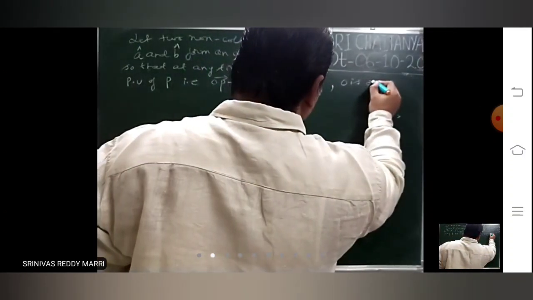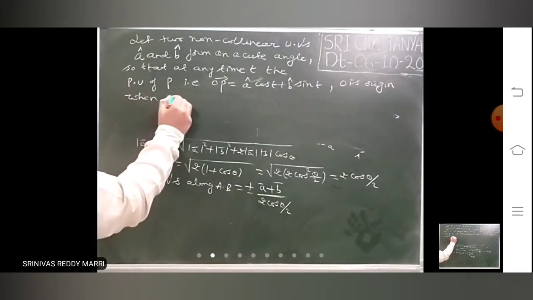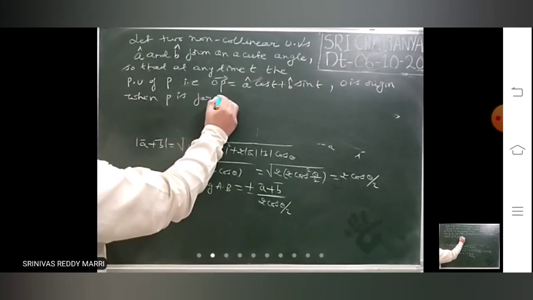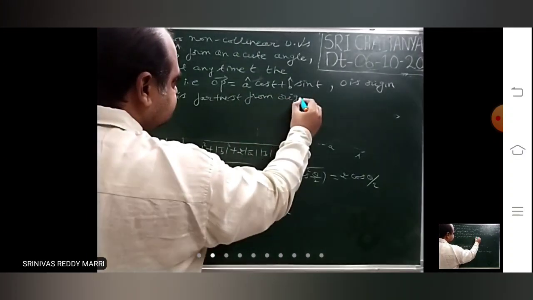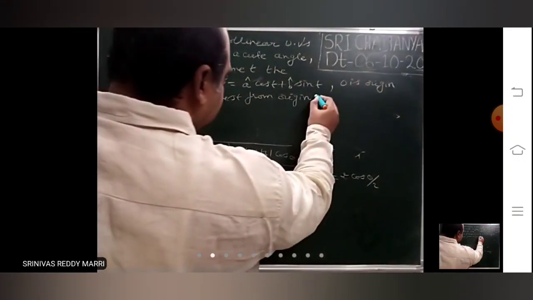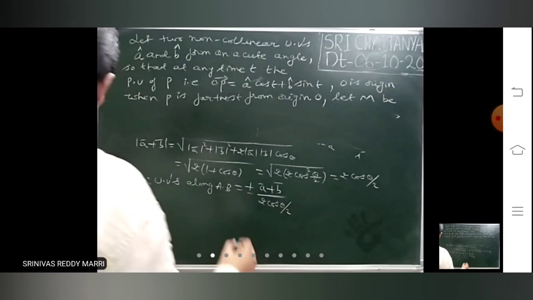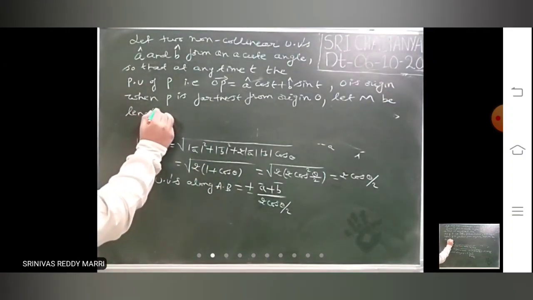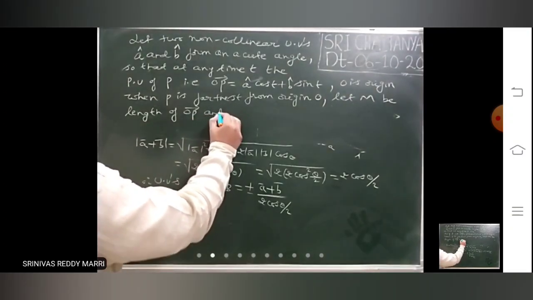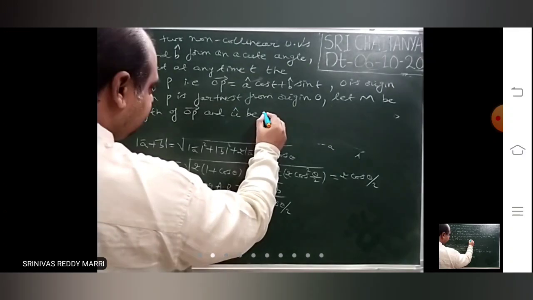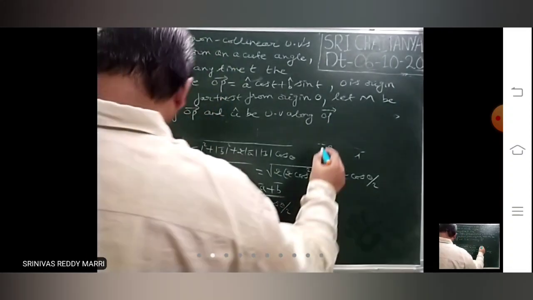O is the origin. When P is farthest from origin O, let capital M be the length of OP bar and U cap be the unit vector along OP bar.